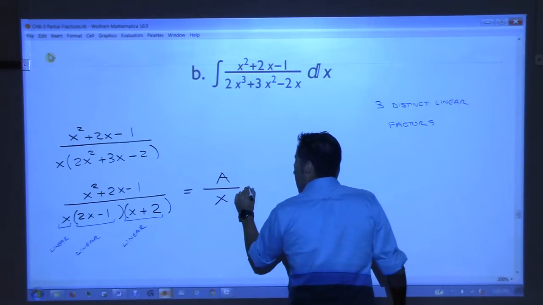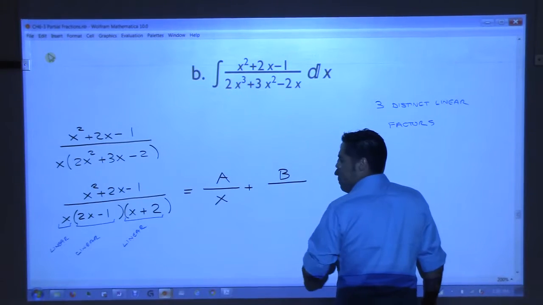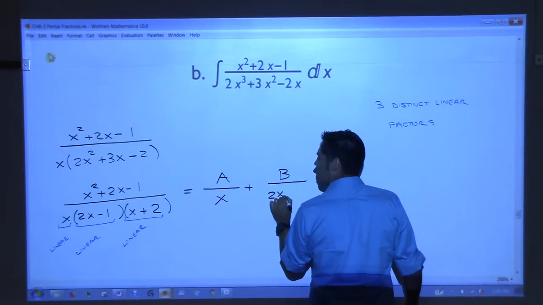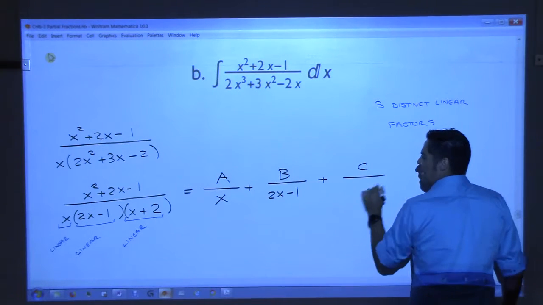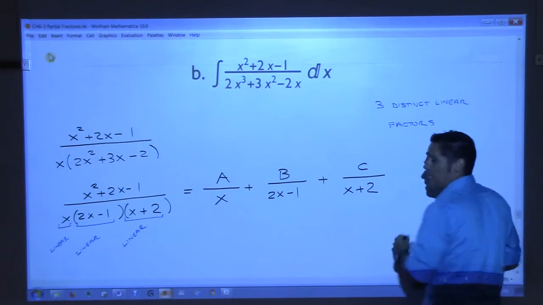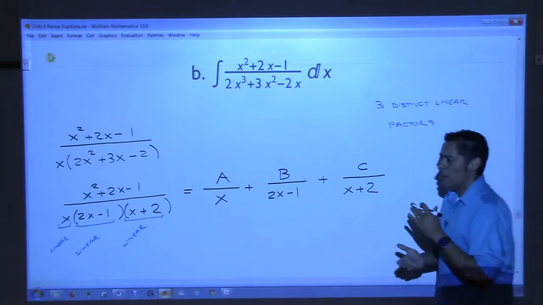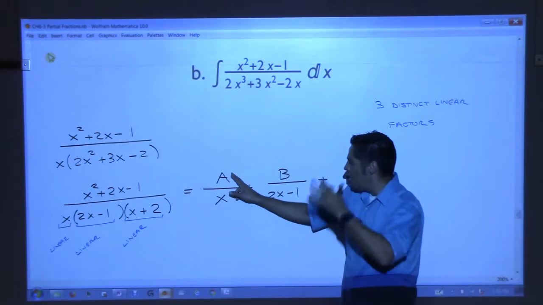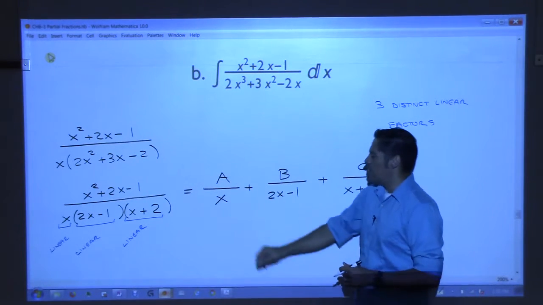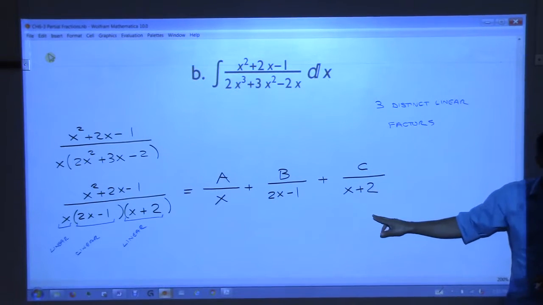So I'm going to just put, now I need another constant B over the second linear factor, and then finally C over the last linear factor. Does that make sense? If you have n distinct linear factors, you're basically going to break up this original problem into some constant that we don't know over the first linear factor, some constant over the second linear factor, some constant over the third. All right?